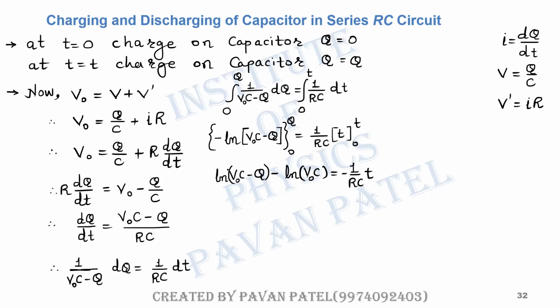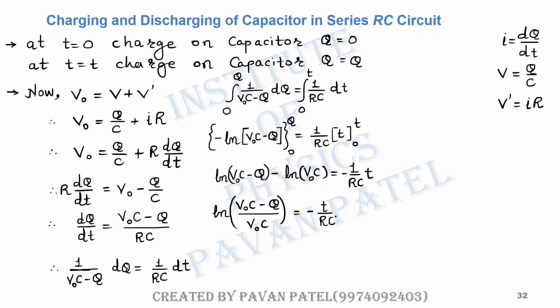So ln(V0C minus q) minus ln(V0C) becomes ln of (V0C minus q) divided by V0C, right? And that is equal to minus t divided by RC.